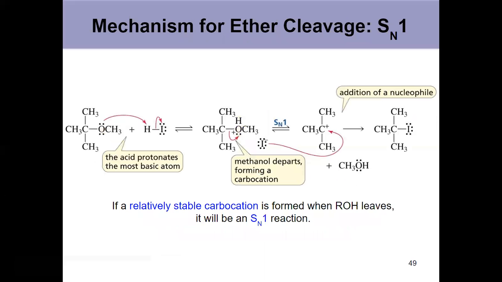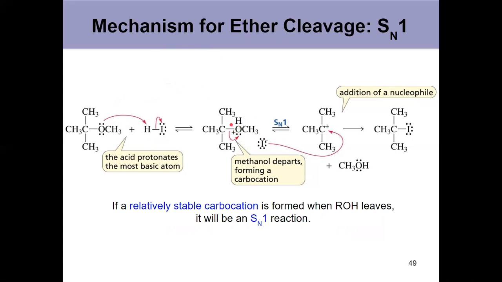In this situation, if you have a tertiary ether, that would form a tertiary carbocation. So it should logically follow that this will work by an SN1 mechanism because of the stability of that carbocation. If that isn't the case, then it'll be SN2, which we'll have on the next slide. But here, this mechanism should make sense. The acid protonates your oxygen and converts your leaving group. This first step is activating the ether, giving you a better leaving group.